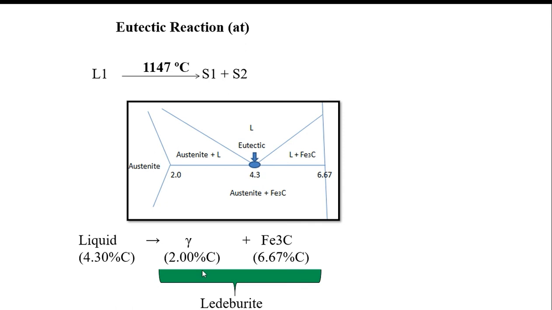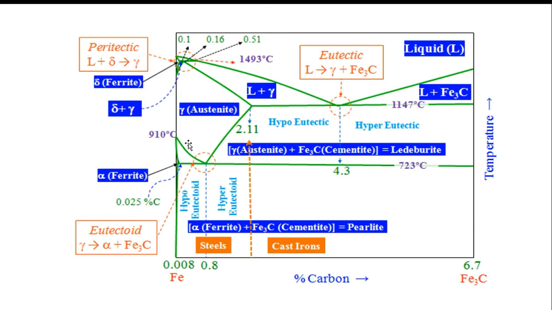That is the eutectic reaction, ledeburite formation. Ledeburite means gamma plus cementite. Also you can apply the lever rule, these are simply kinds of calculations. So this is a summary of all.